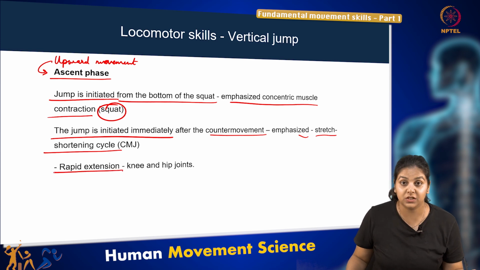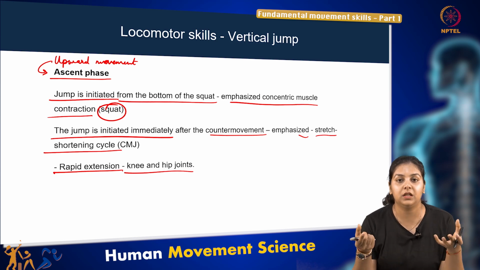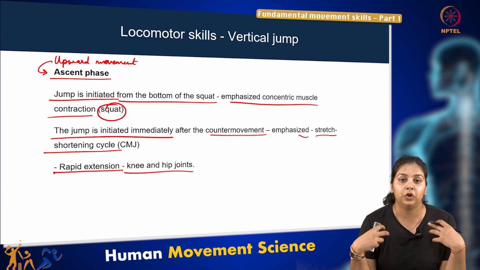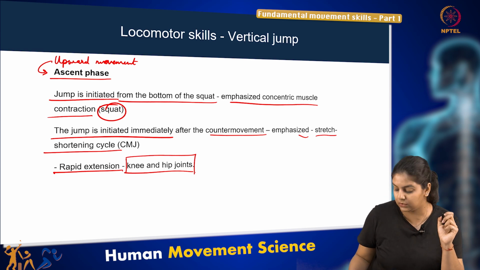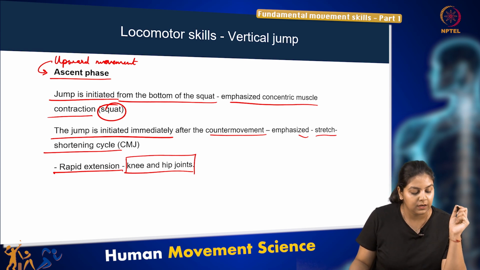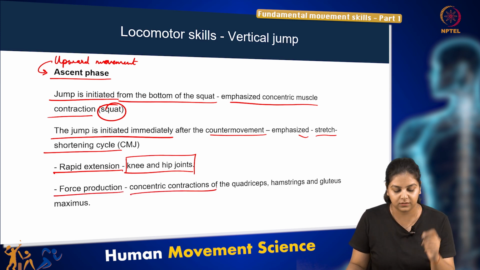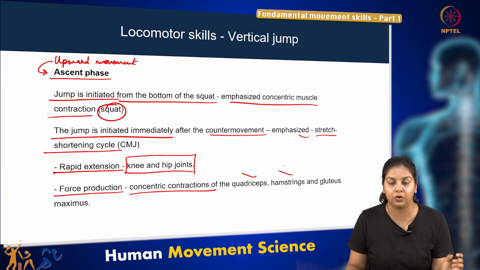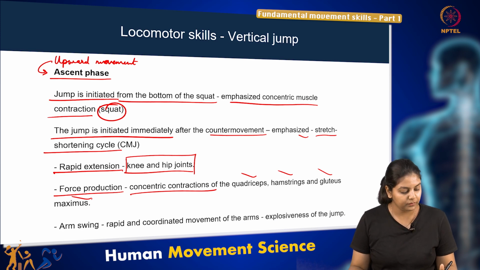There's a rapid extension that is happening at the hip and the knee joints. So let's remember in the descent phase, the hip and the knee go into flexion, whereas when you're ascending, they go into rapid extension. We've also looked at the muscles responsible earlier, quadriceps and the hamstrings. And for force production, there is concentric contraction, right? So there's, as we spoke about, quadriceps, hamstring, and your gluteus maximus, right? These are your major or big muscles of the lower body that help you get into these different positions and help you generate or produce force, right?